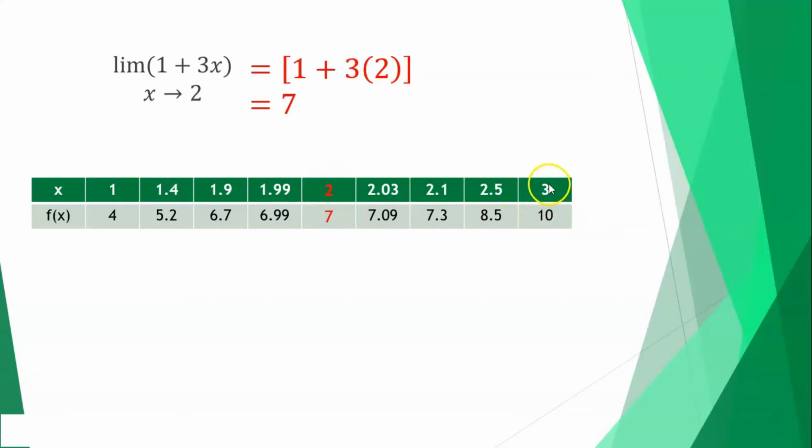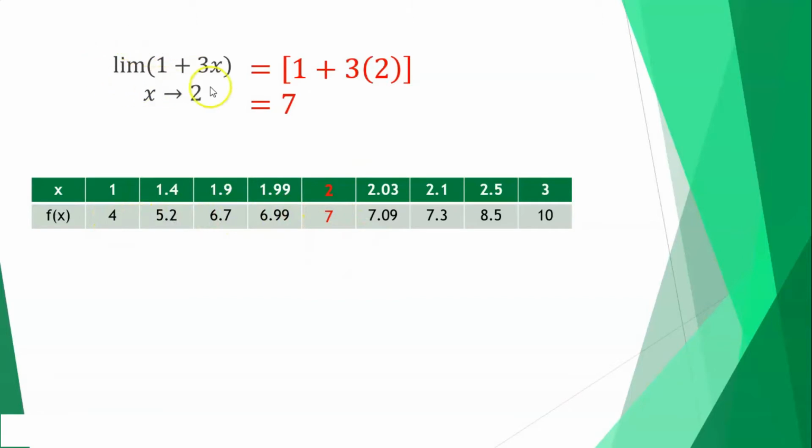If x is 3, y is 10. Now, take note of this one. From the right, as x approaches 2, the value of y is also approaching 7. So the same thing from the left side. If our x is 1 here, substitute, we'll get 4. Now, as the value of x approaches 2 from the left, the value of y is also approaching 7.